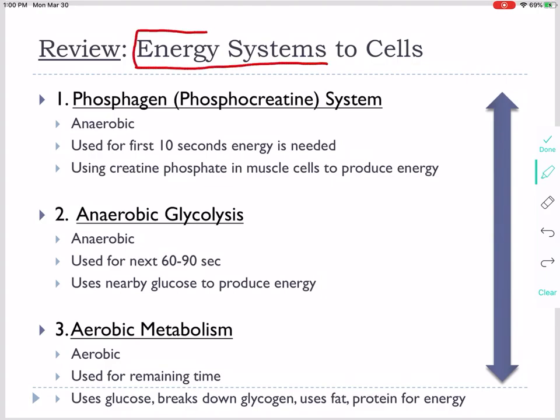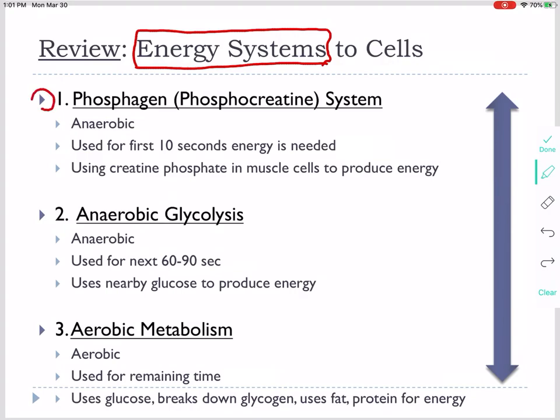So we have different energy systems to cells, and that's going to be the key phrase. So if you see this on an exam question, you want to index in your brain to these three energy systems. If, for example, and we'll use muscle cells because it's an easy example, a muscle cell needs quick energy, you're about to do a vertical jump. How long does that take? 2 or 3 seconds. Fine.